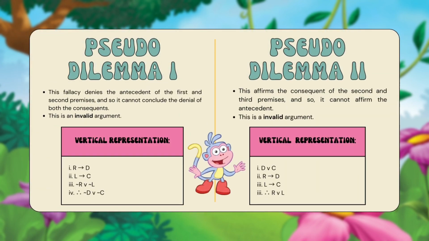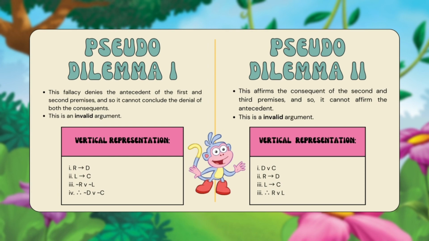The last two argument forms are two fallacious forms of dilemmas that might appear valid but, on closer inspection, are not. They are called pseudo-dilemma. Pseudo-dilemma 1 denies the antecedent and pseudo-dilemma 2 affirms the consequent.